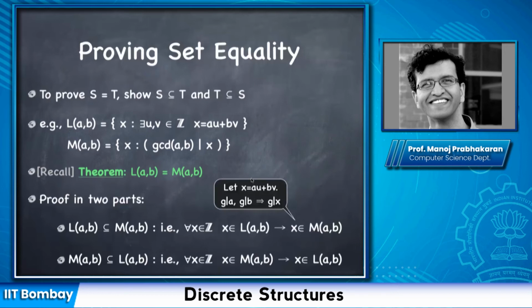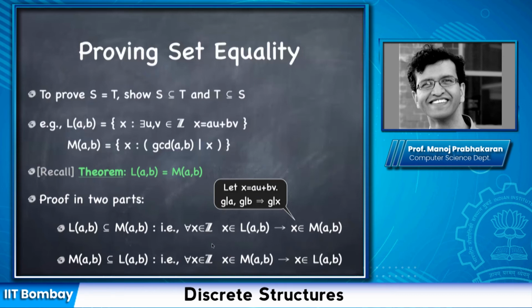You would just base it on the fact that if x is an integer linear combination, so if x is in L(A,B), and we know that the GCD, let's say the GCD is G, divides A and B, then since x is an integer linear combination, G divides x also. Okay, so this is a simple consequence of divisibility. So this was the easy direction.